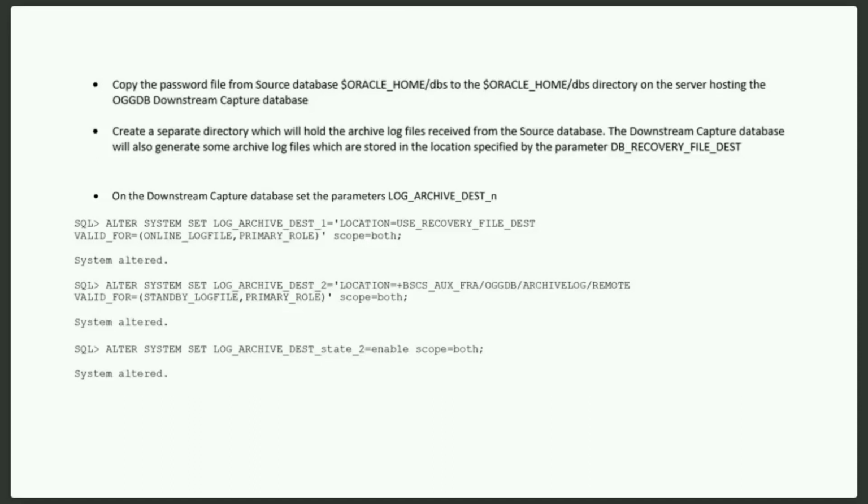So you can see out here, I'm setting up two archive destinations. One is using the USE_DB_RECOVERY_FILE_DEST. So this is for the archive files that are being generated locally by the downstream capture. And I'm also specifying a separate location, and I'm just calling it remote. And this is valid for standby log files because they're being received from the source. So I configure log_archive_dest_1 and 2 on the downstream capture.